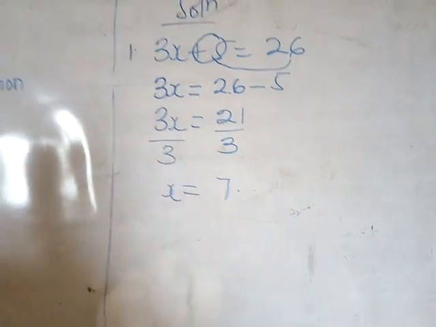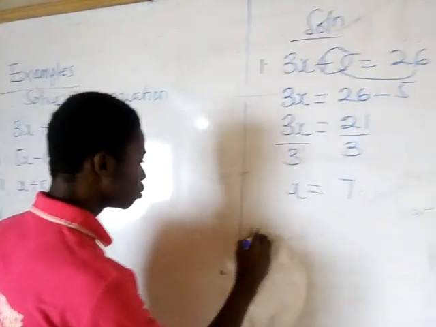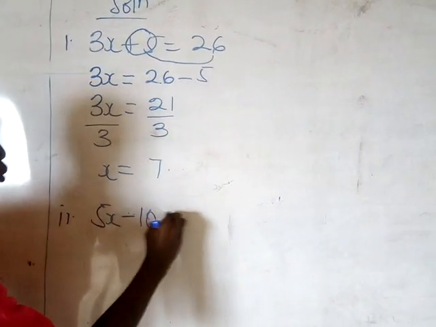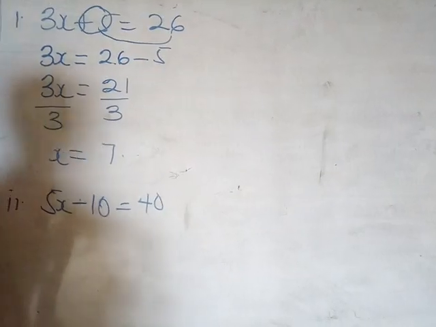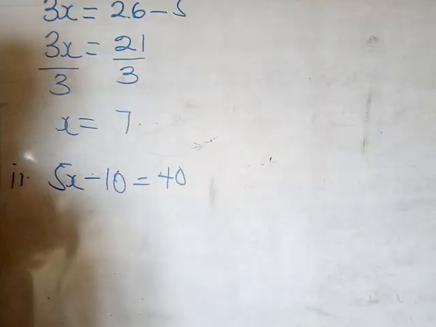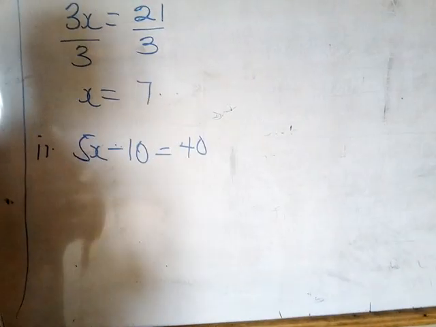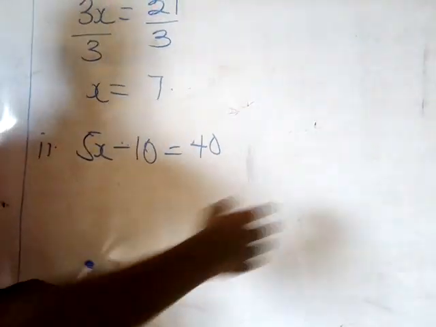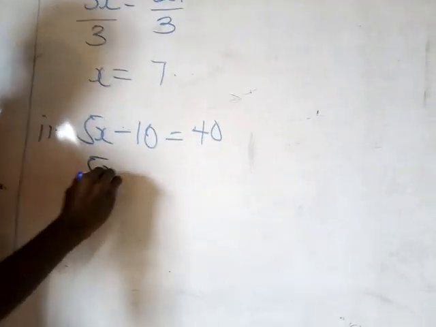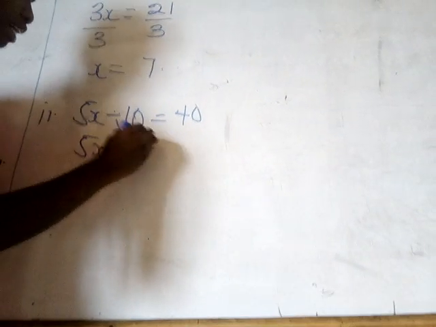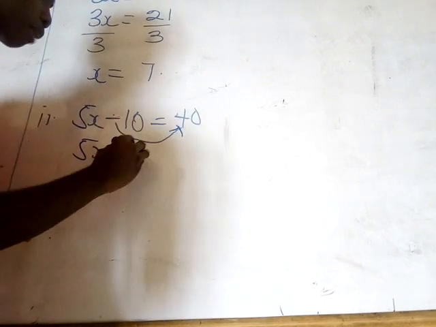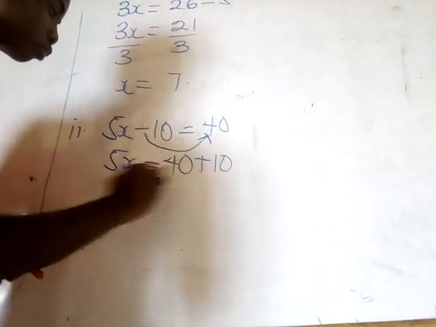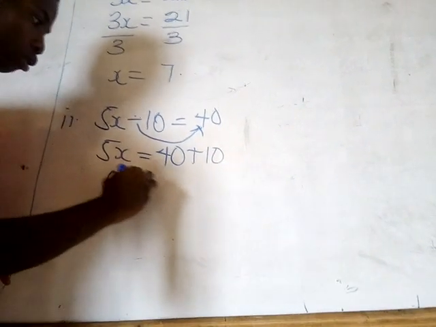Let's try the second example. The second example is 5x minus 10 equal to 40. Same as the first example. So here you group all those with variables at the left side, all those without variables at the right side. So in solving this, 5x equal to, this negative term crossing the equal to sign becomes positive. So it becomes positive 10.